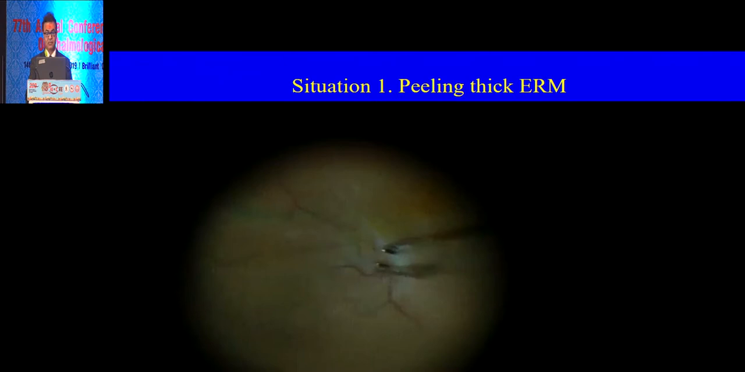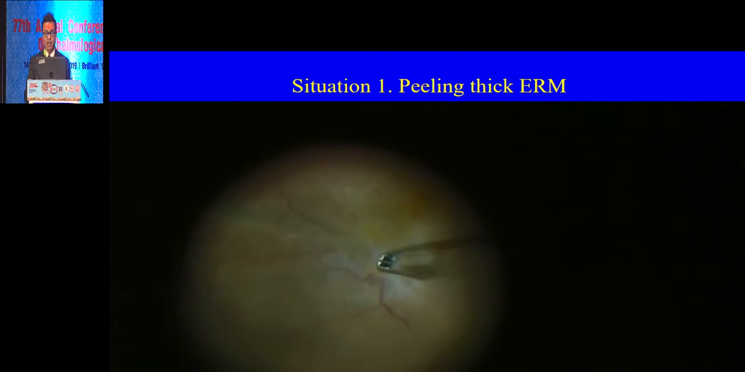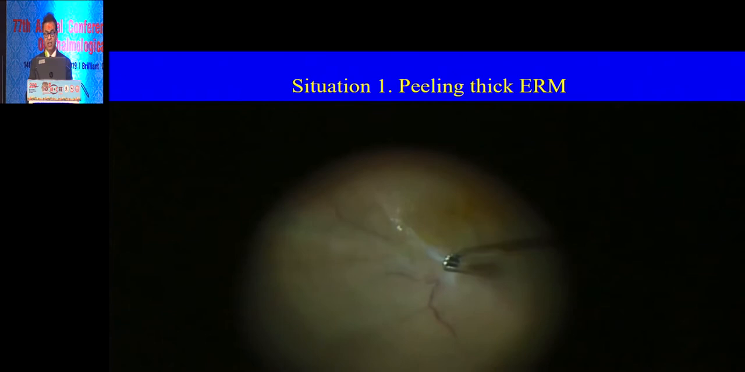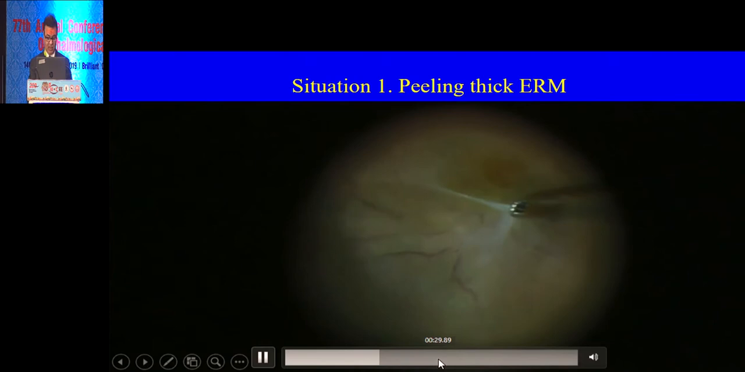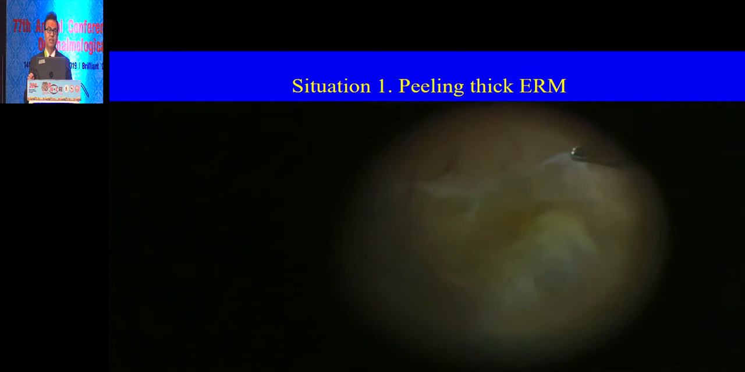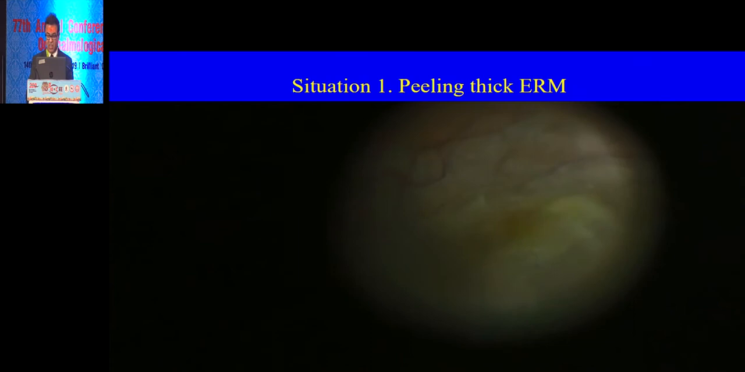You have a thick membrane, so what you do, you just grab on top with the forceps and then gently apply traction tangentially, and very soon it's going to come off. And I can just advance it a little bit. And here it comes. So there is no need to use picks, because they damage the retina, and you can create a lot of damage. So just stay on top and gently peel it.